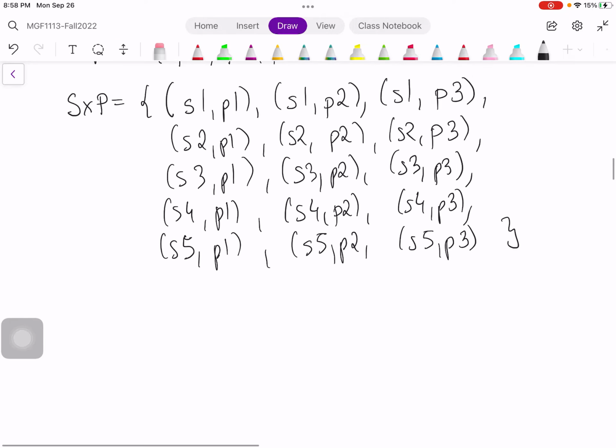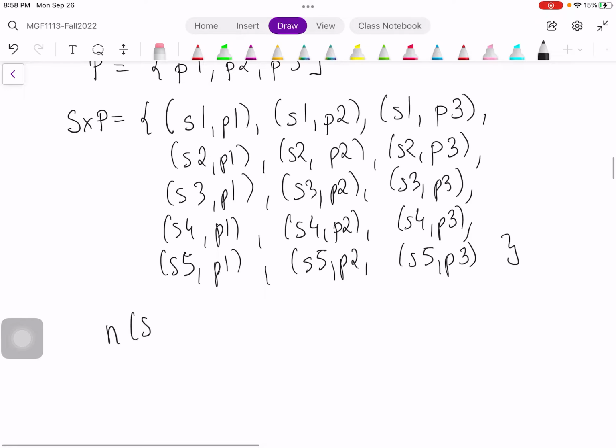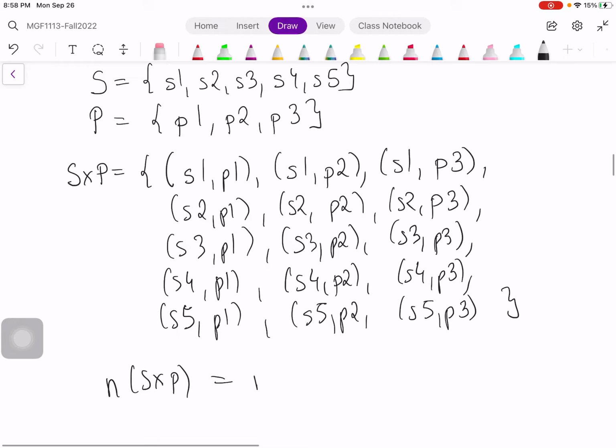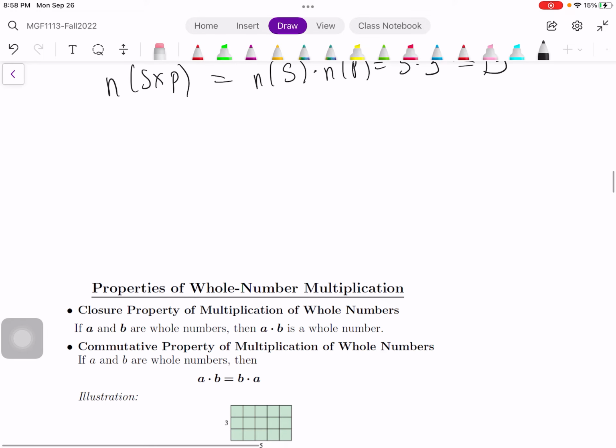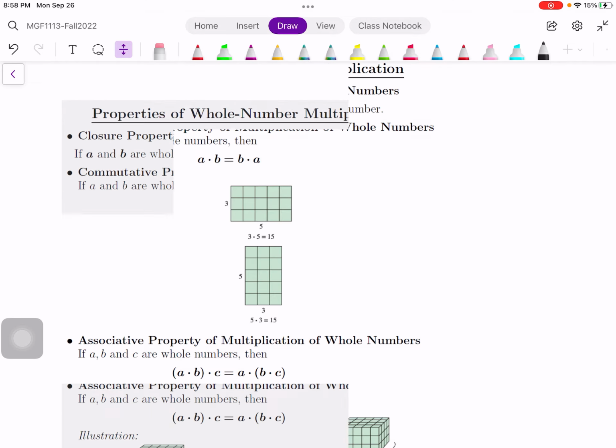And we know that the number of shirt-pants combinations is the same as the number of shirts times the number of pants. So it's 5 times 3, or the total number of shirt-pants combinations would be 15. So that's the Cartesian product representing 5 times 3.